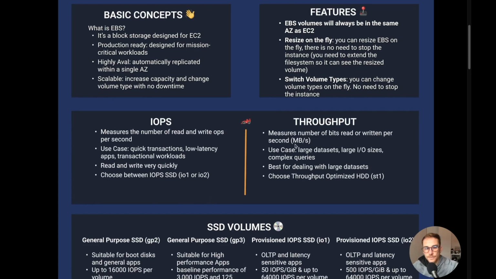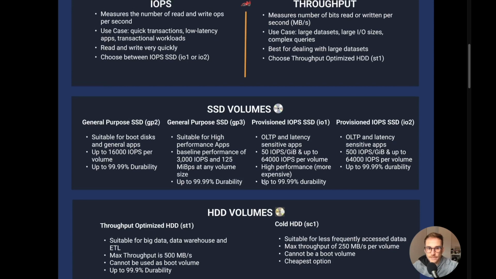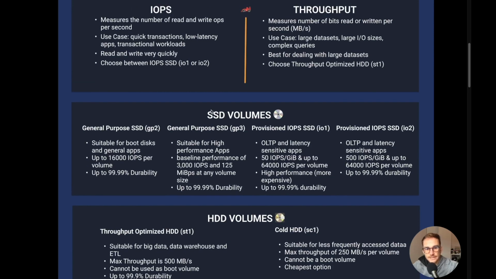Then we have the throughput. The throughput measures the number of bits read or written per second, so megabytes per second. The use case is large datasets, think about databases, large I/O size, complex queries. The best use case for this is dealing with a large dataset. You can choose throughput optimized HDD, and we're going to see the types of HDD available in a second as well. So let's go through the SSD volumes and families that you need to know for the exam.